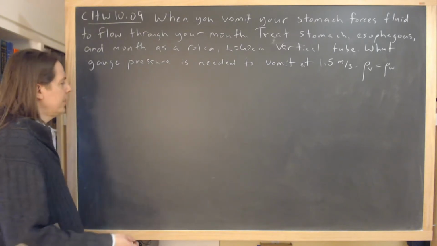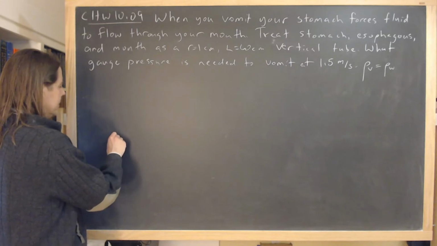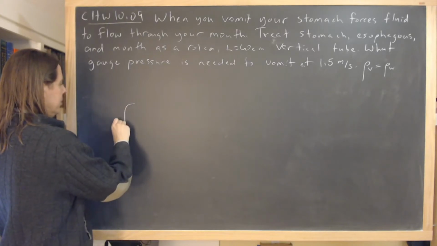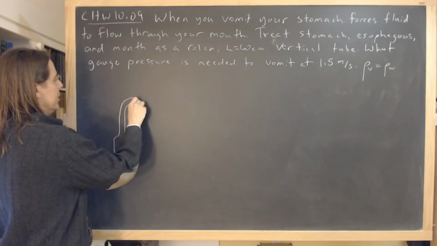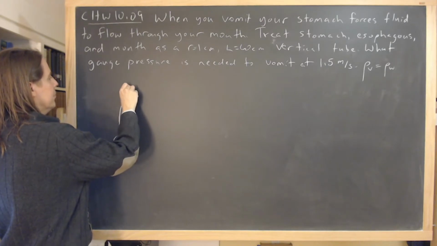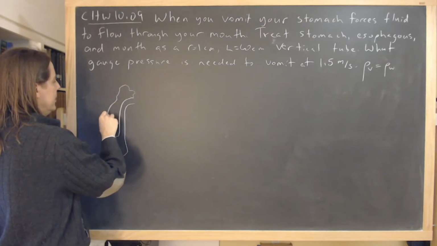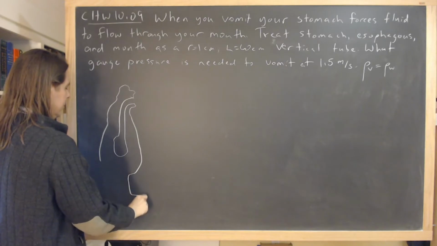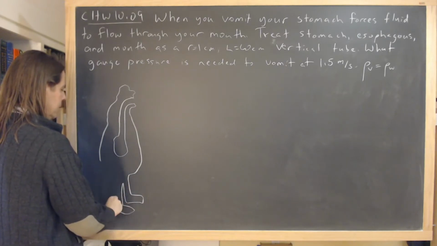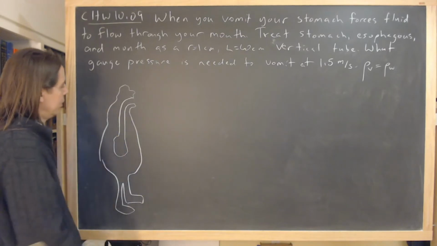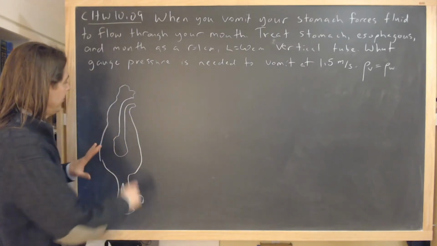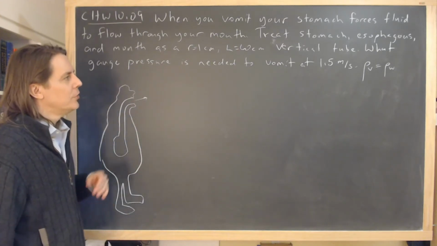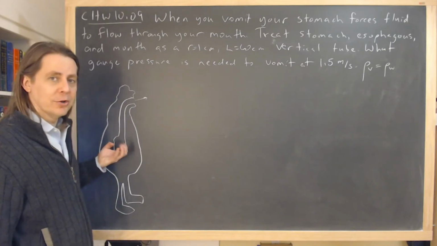per second? All right, well, clearly this is, let's see, how am I going to draw this? Stomach, esophagus, mouth here, right, and then you around it. Let's see, that's not working out too well, is it? All right. That's actually not bad. No arms. Okay, so here you are and you have the fluid, and you want the fluid to come out at 1.5 meters per second. So how much pressure, how hard do we have to squeeze?